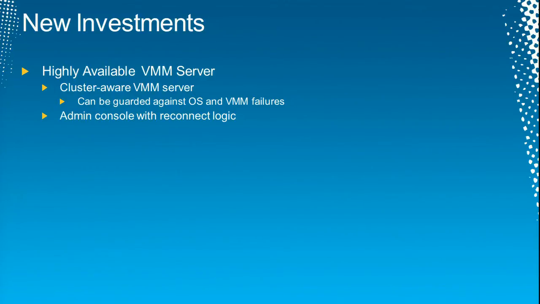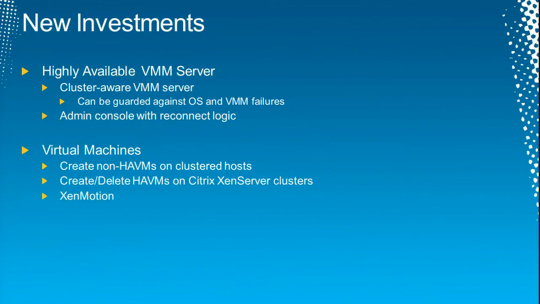This guarded against OS as well as VMM service failures. So now, when a node fails, VMM, because you're connected to the cluster service on that failover cluster, will reconnect itself. Virtual machines. In VMM 2012, you can now create non-HA virtual machines on clustered hosts. This was a limitation we had in VMM 2008. But when you create a non-HA VM on a clustered host, you cannot put it on the cluster storage. It has to be on non-clustered disks.